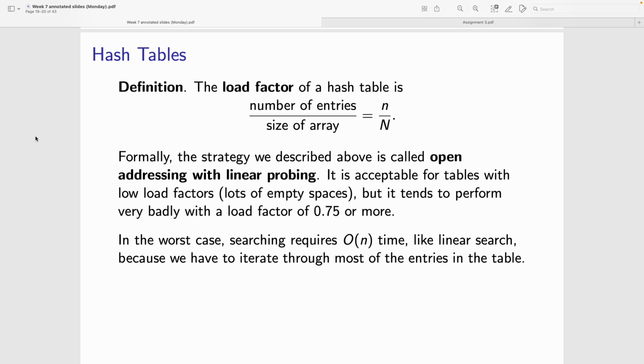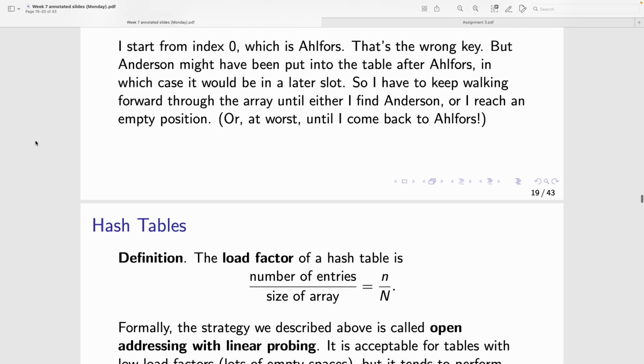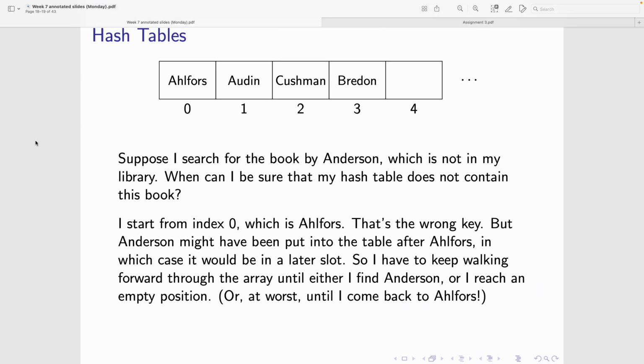Now, for that thing that I said the search algorithm should remind you of. In the worst case, searching takes linear time, like linear search, because you have to iterate through most of the entries in the table. So if your hash table is working well, then you can do things in constant time. Like, I want to search for Cushman. Starts with C. That's the third letter of the alphabet, so our index should be 2. Check index 2. It's right there. Cool. Constant time.